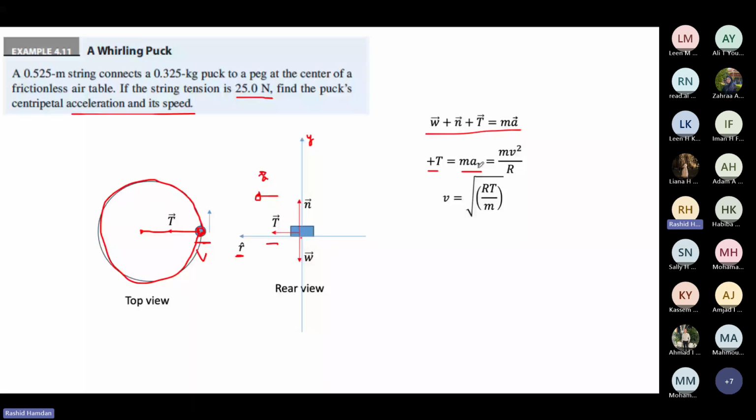So I can find a_R is equal to T over m if I want to find the acceleration. If I want to find v, I can say that a_R in magnitude is equal to v squared over R, capital R, the radius, and the radius is the length of the string, so here it is 0.525 meter. So I find that v is equal to the square root of R T over m. Okay?